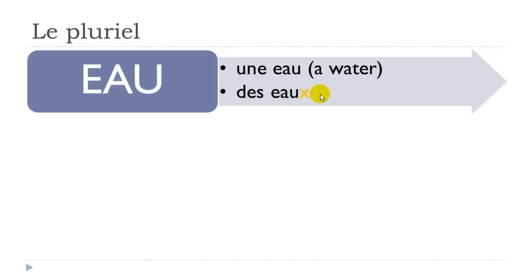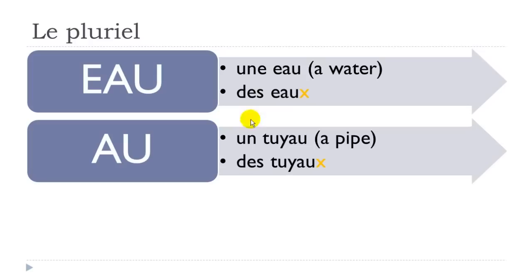Second group, words ending with a, u. Here is an example, un tuyau. Same rule here. You won't add s at the end, but instead of s, you will put x. Des tuyaux. Same rule, you don't pronounce it. Un tuyau, des tuyaux. So the only difference will be with the article, because the word will be pronounced the same way.